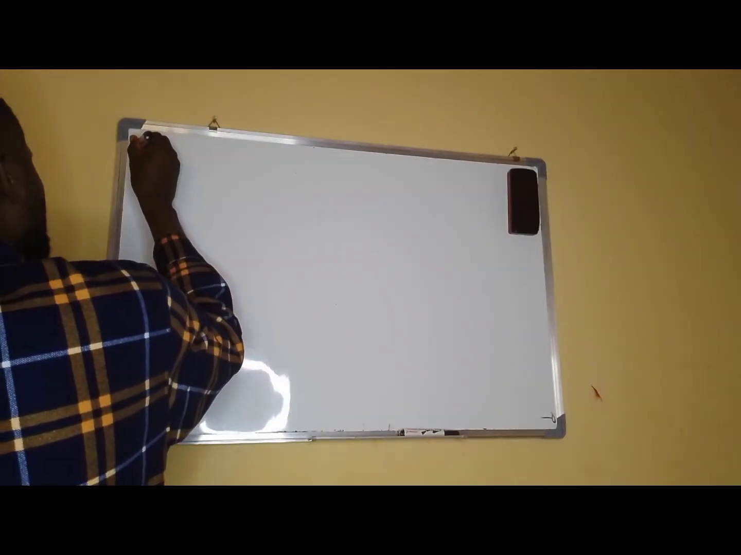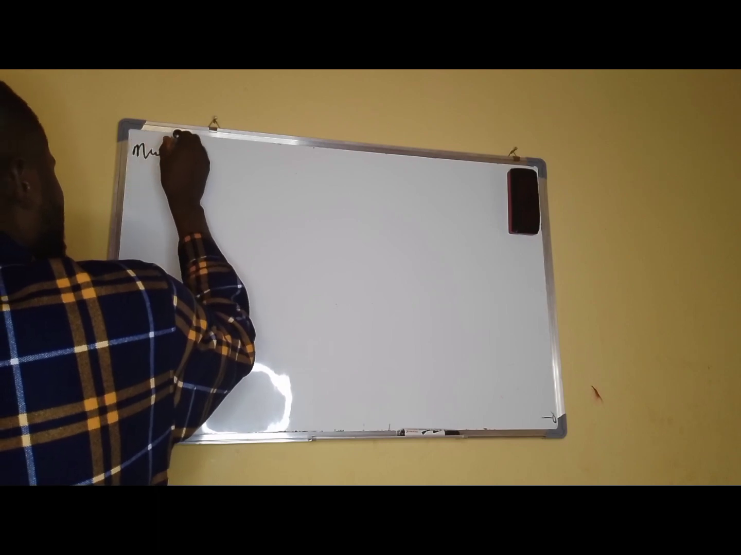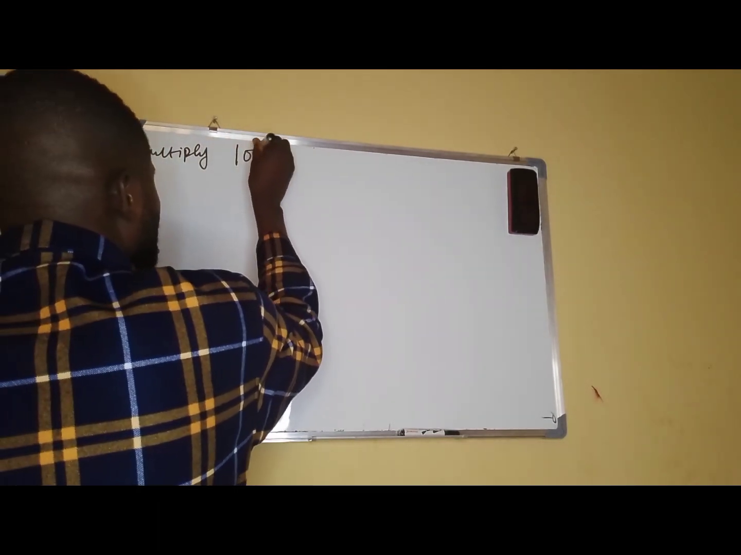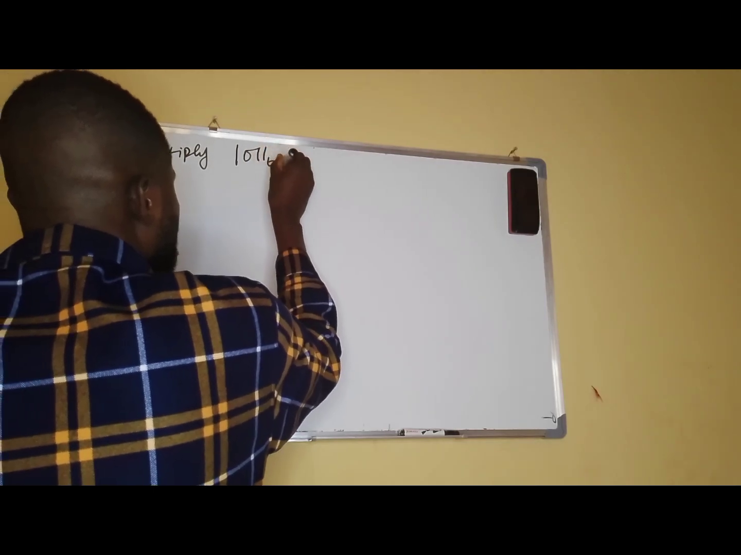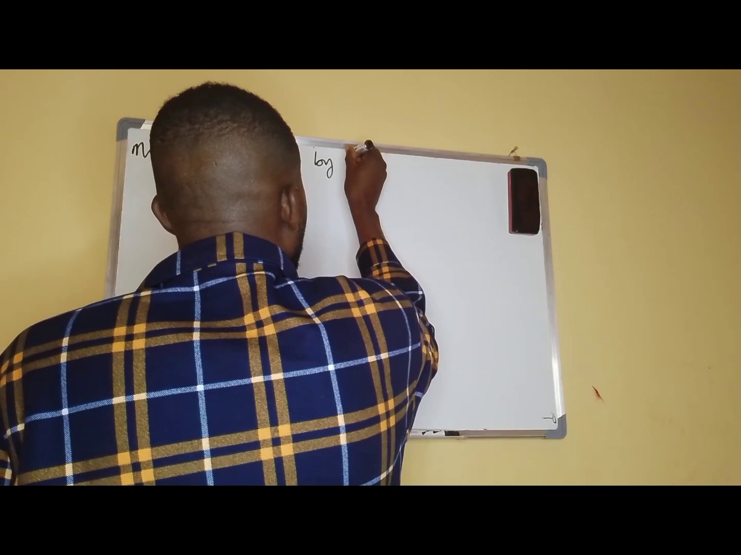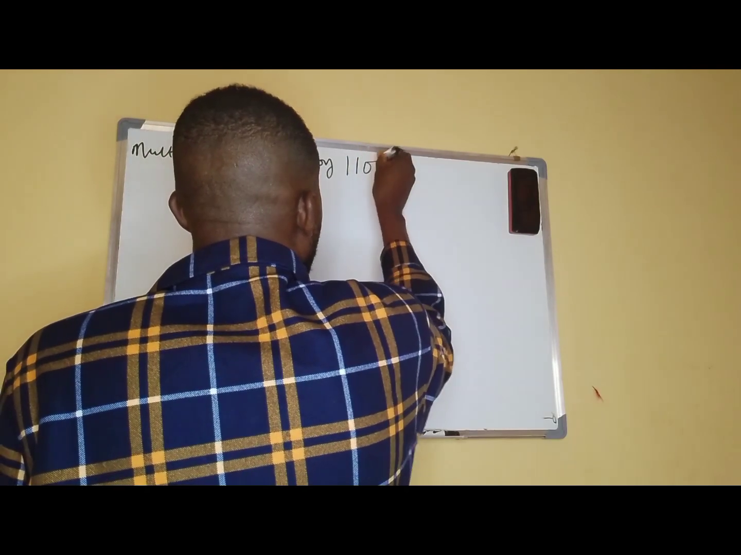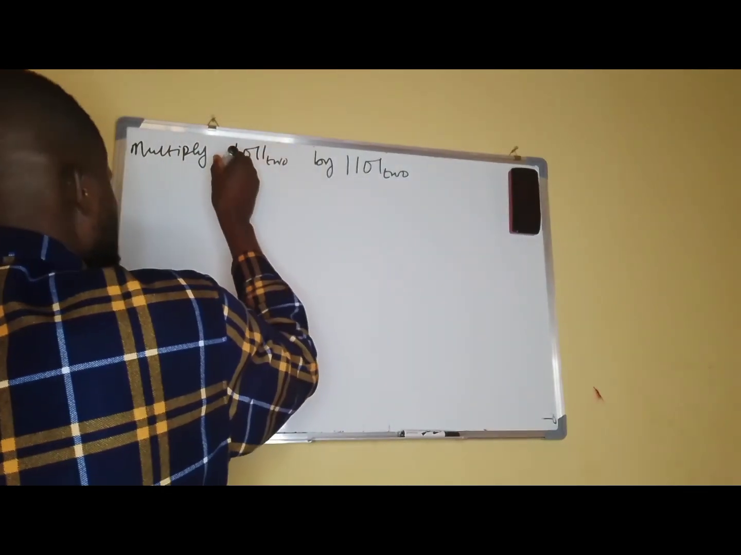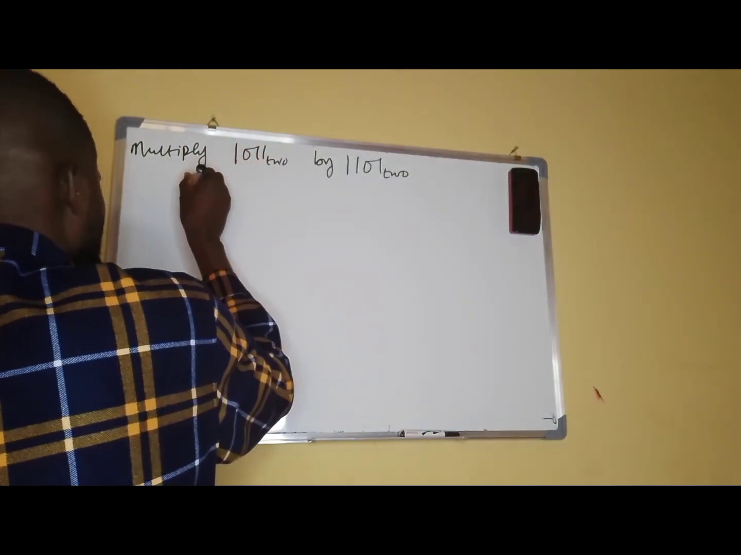Say, multiply 101 base 2 by 1101 base 2. This is an example.